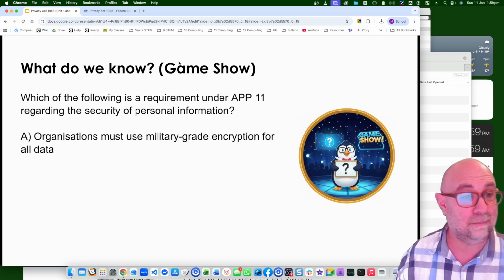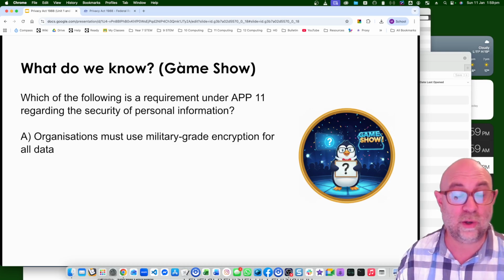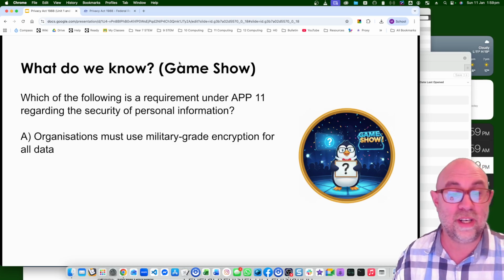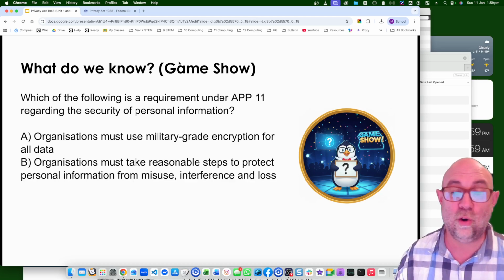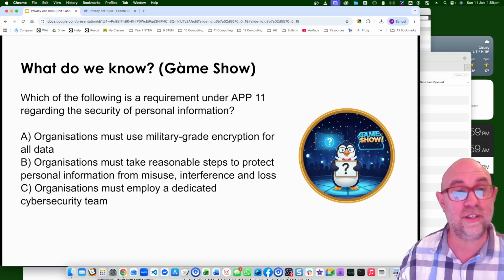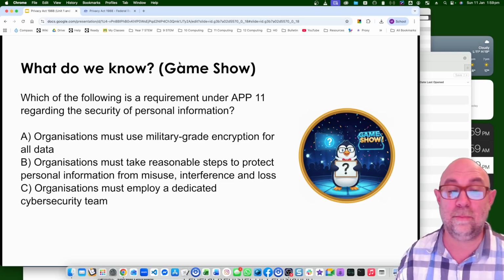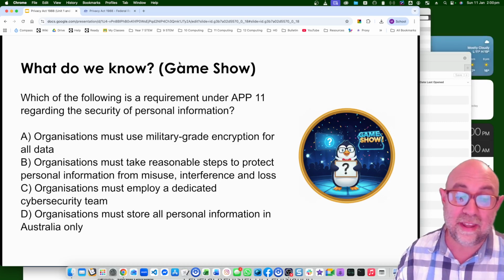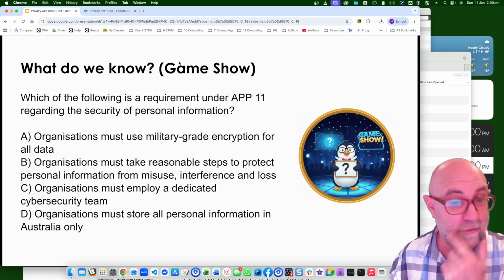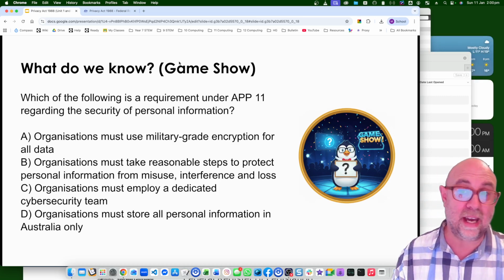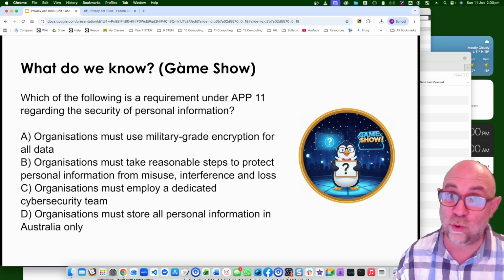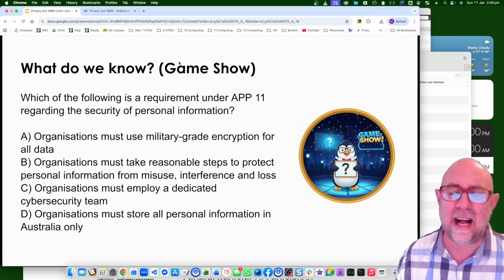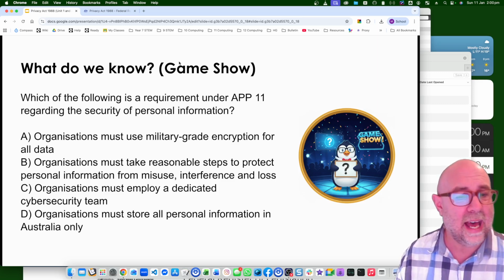But it happens. So, which of the following is a requirement under APP 11? Organisations must use military-grade encryption. Organisations must take reasonable steps to protect personal information. Organisations must employ a dedicated cybersecurity team, or organisations must store all personal information in Australia. It's actually B. Now, organisations are allowed to ship your data overseas. They should let you know that they're going to do that, and it has to have the same protections that it would have if it hadn't left Australia, but they can and do store it overseas. But they do need to take reasonable steps no matter where it's stored.